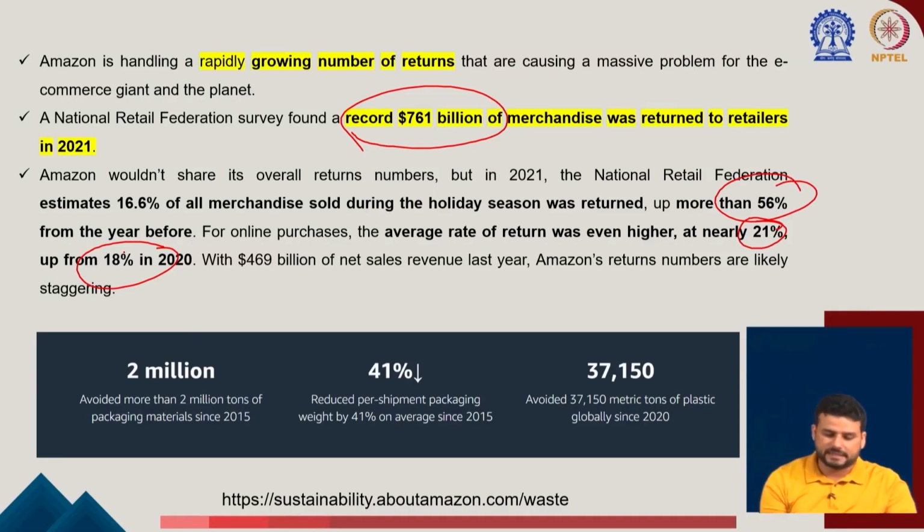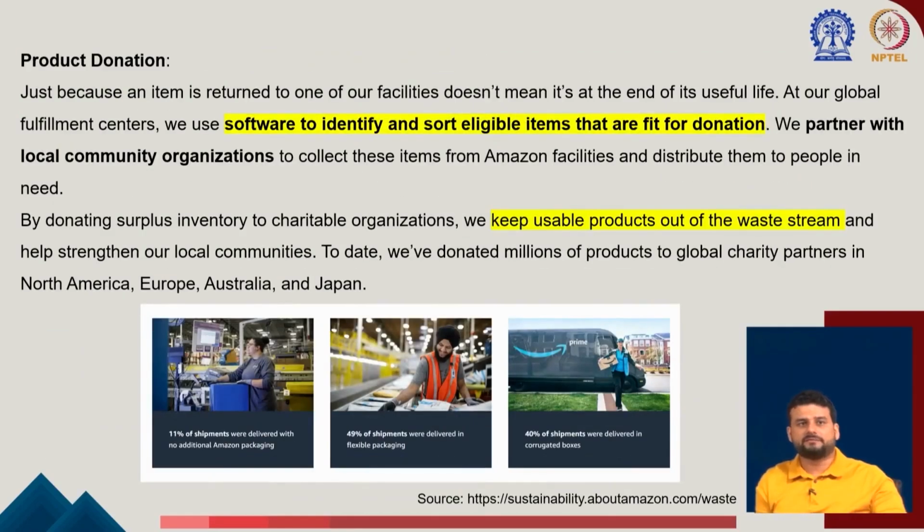But Amazon has taken this challenge, and now they have avoided more than 2 million tons of packaging material since 2015 by going for green packaging. They have reduced packaging weight by 41% per shipment, right? And then they avoided 37,150 metric tons of plastic globally, right? So this is how they have done that.